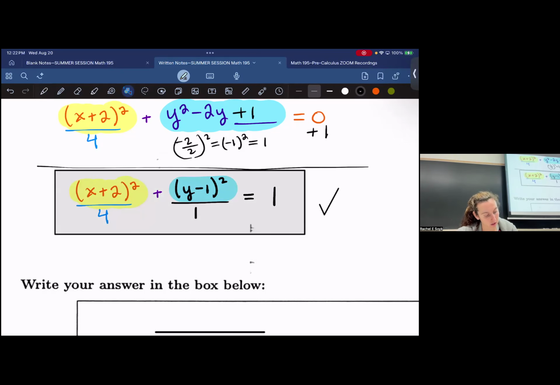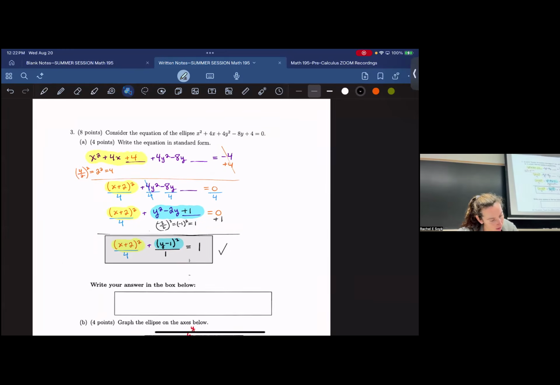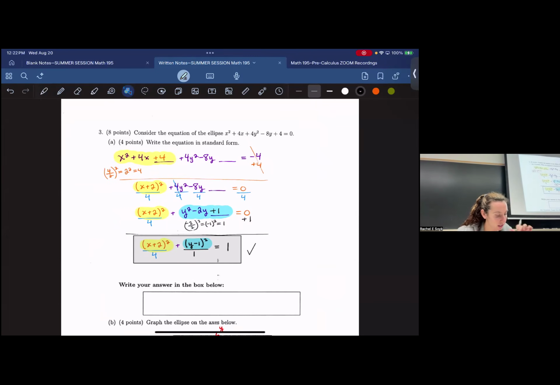And so we're done. They didn't ask us to find the center point, but what would be the center point of the ellipse? Yep, beautiful. -2, 1.